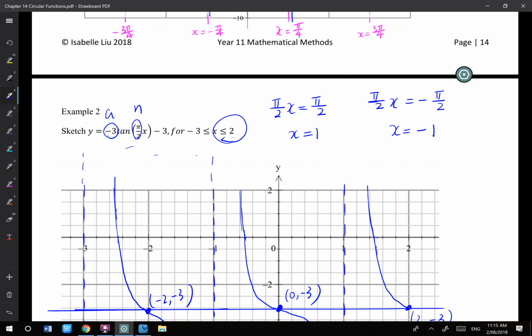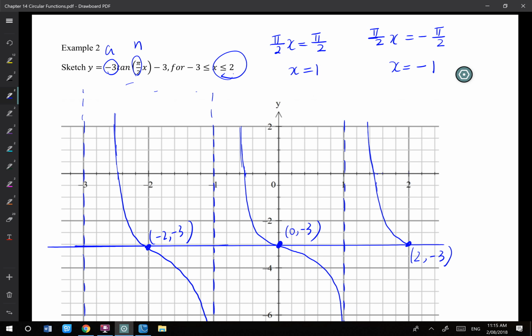Also, whether it's increasing function or decreasing function depends on two values. One is the A value, the other one is the N value. If they're both positive or both negative, we have increasing functions. But if one is positive, the other one is negative, then we have decreasing functions. So similar to the one we have here.